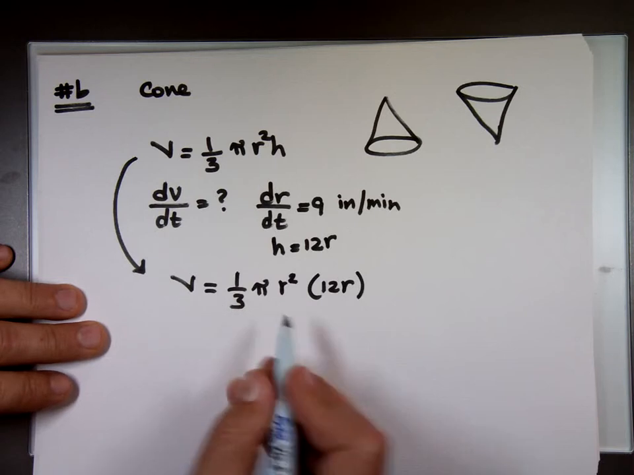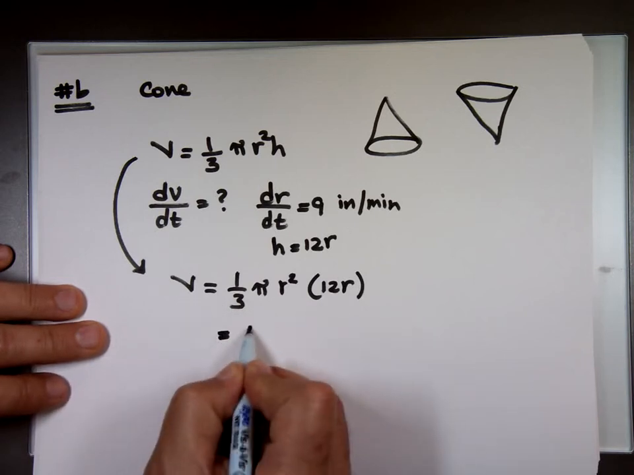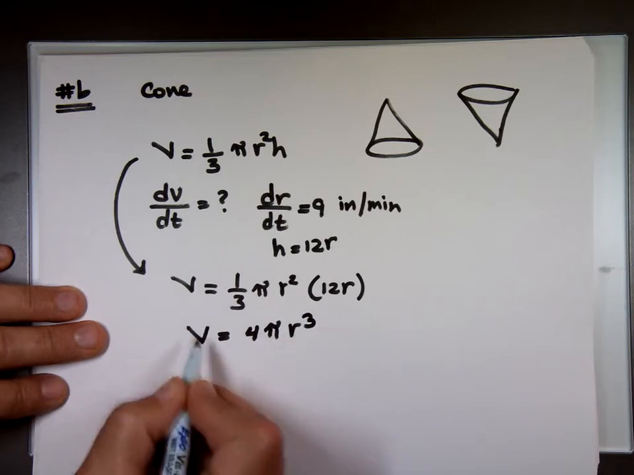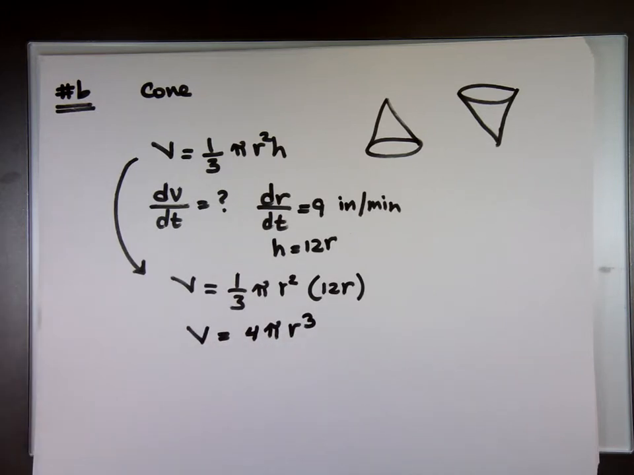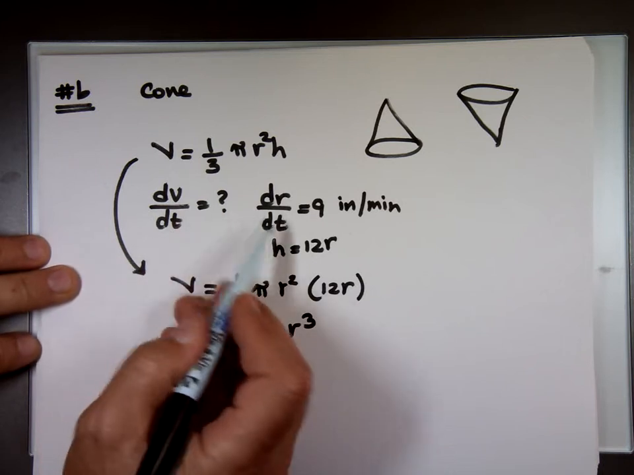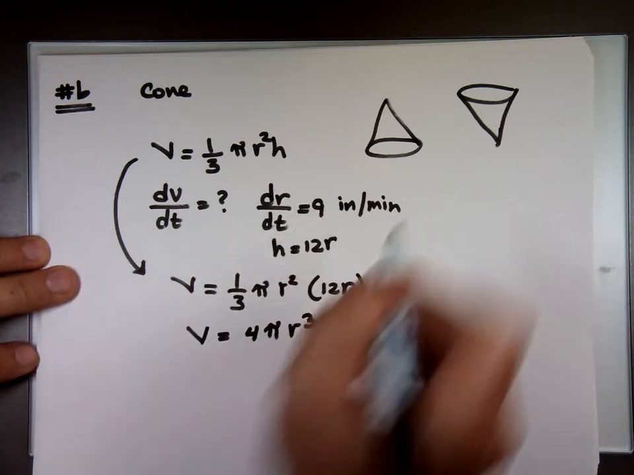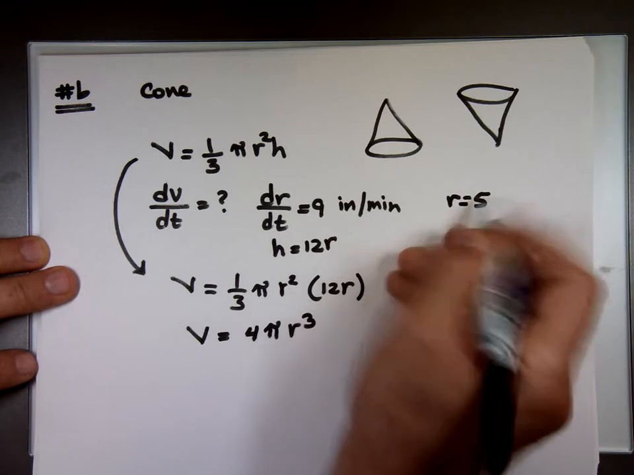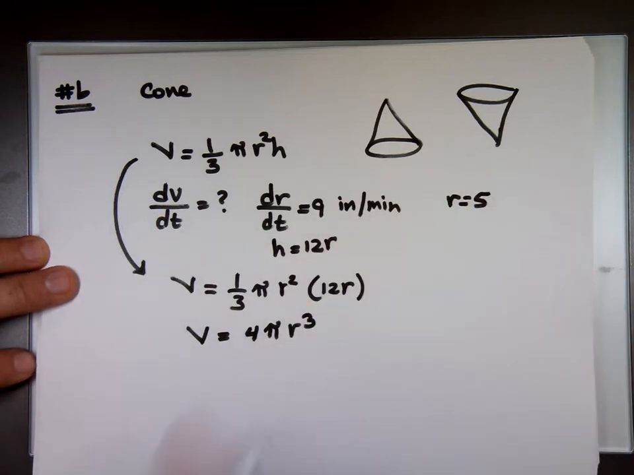So play with the math. What do you have? 4 pi r cubed. They want to find dV/dt when dr/dt equals 9. In part A, r equals 5. In part B, r equals 27. So we can plug it in later.